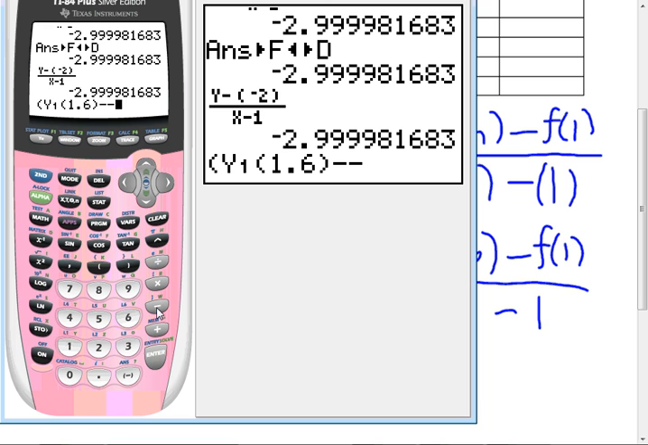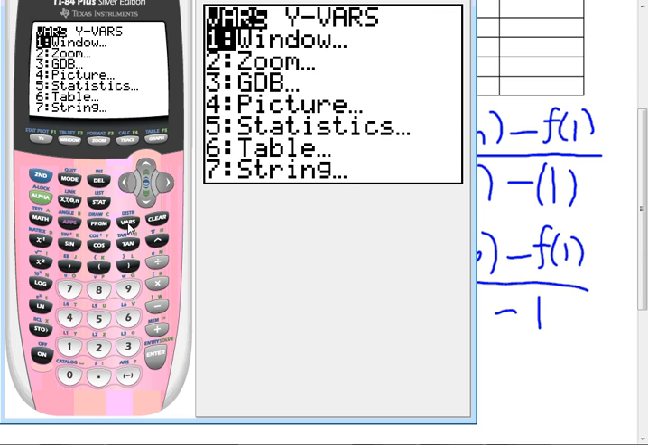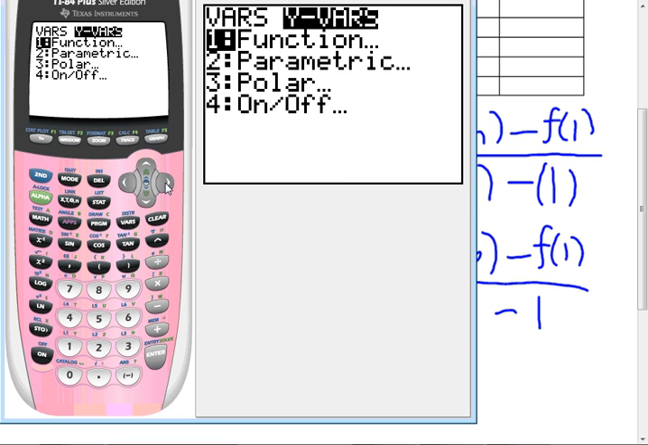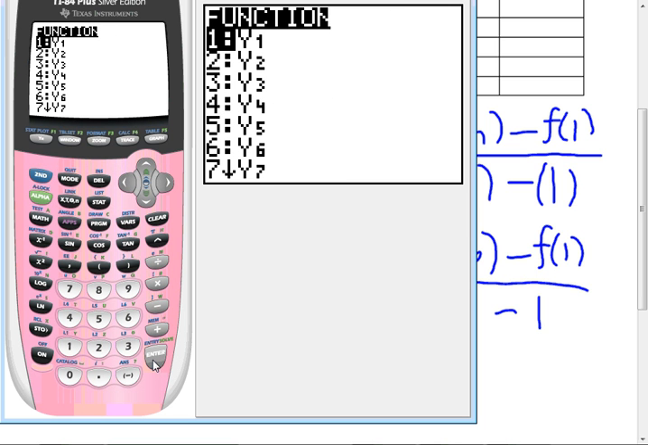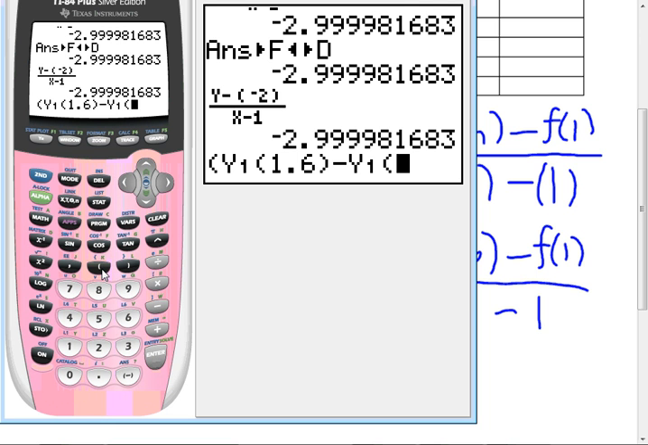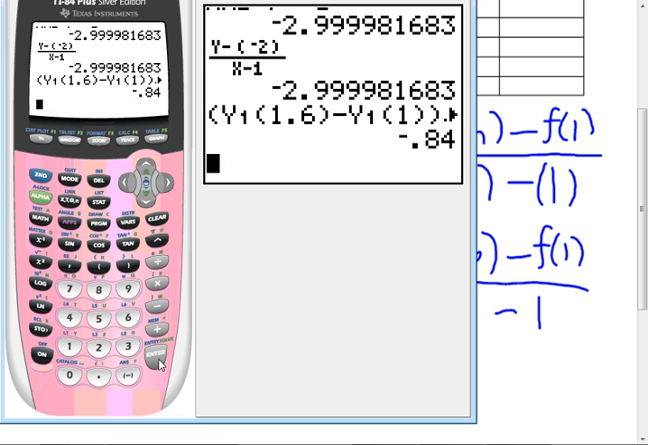Minus, whoa, too many minuses. y1, so I'm going to go vars. It's a y variable. I don't ever do anything with anything there, not in this class. Function y1 of 1, right? And then close your parentheses, divided by h, which is 0.6. There it is. I'll show you another way, though, just because it's really nice.